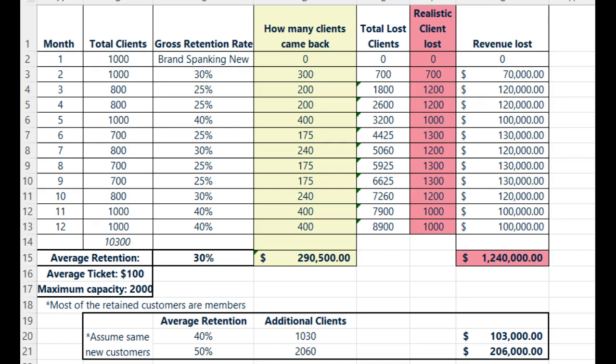Assuming the spa has the same 50% room utilization rate and the influx of new customers stays the same, if we just get 10% more of the customers to come back, we're talking about an increase of $103,000 in yearly revenue. A 20% increase? $206,000 to the yearly revenue. Not too shabby, isn't it? Keep in mind, this does not even include the upsells and product sales.